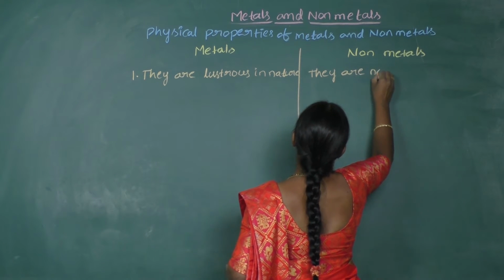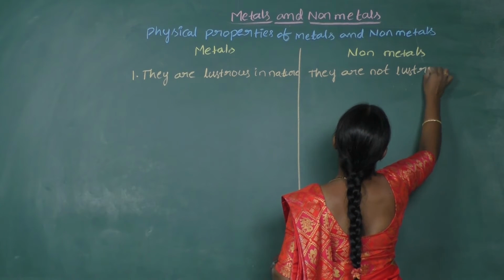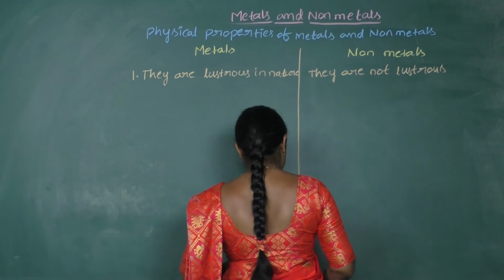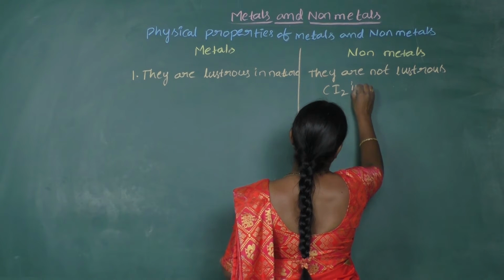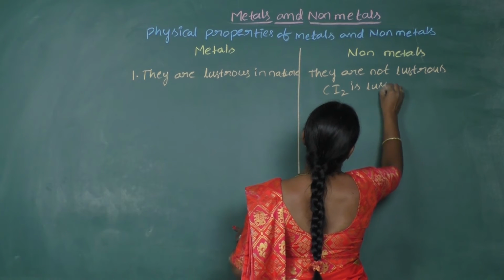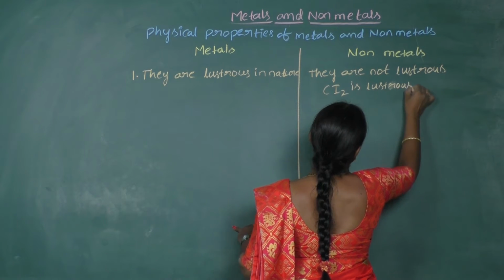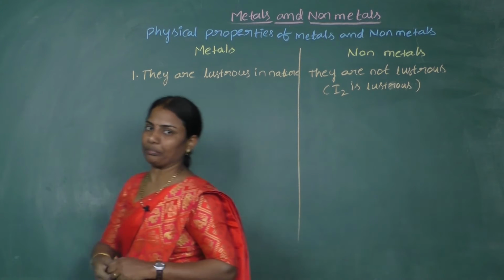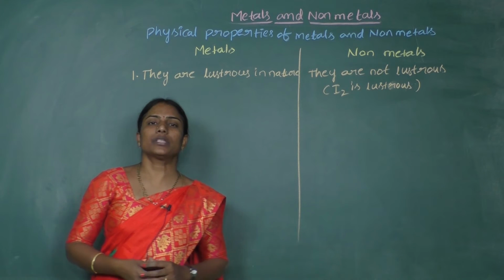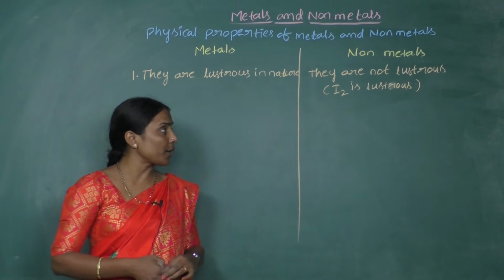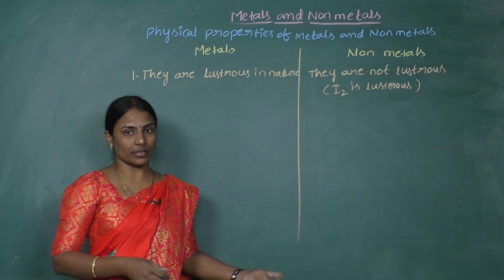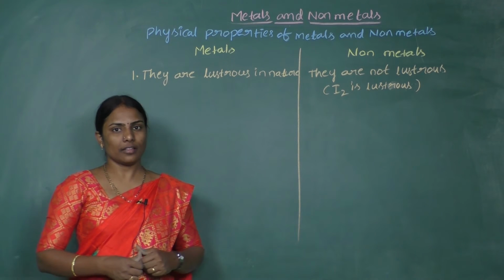they are not lustrous. But here we have a small exception: iodine is lustrous actually. So this is an exception. There are many non-metals, almost all non-metals are not lustrous in nature, but iodine, even though it is a non-metal, is lustrous in nature.